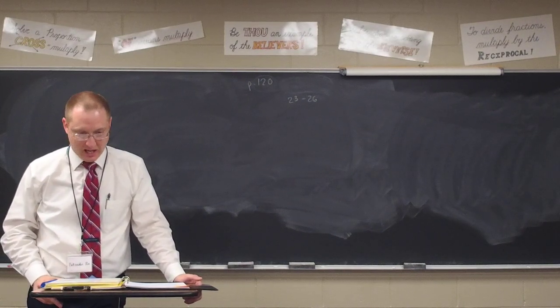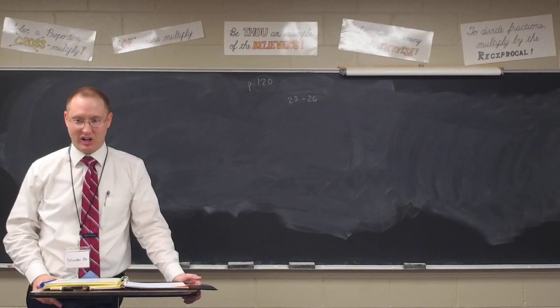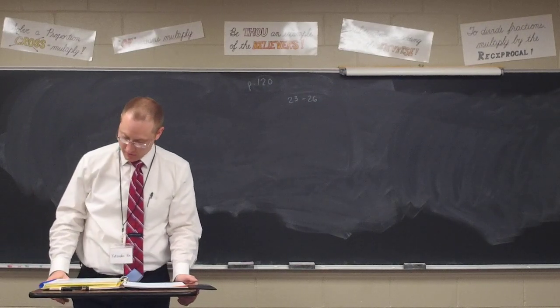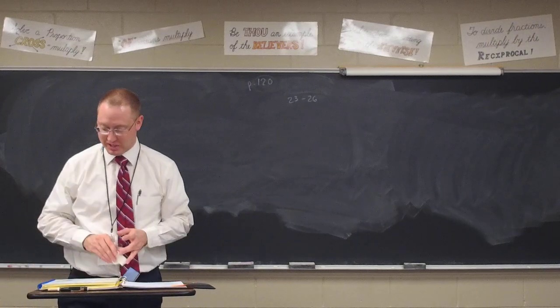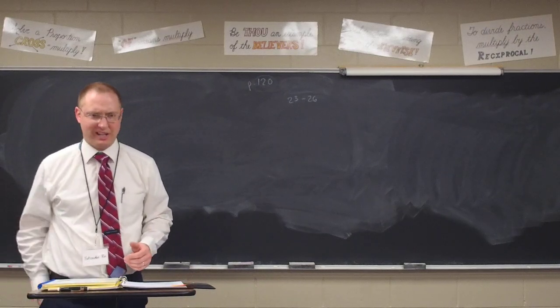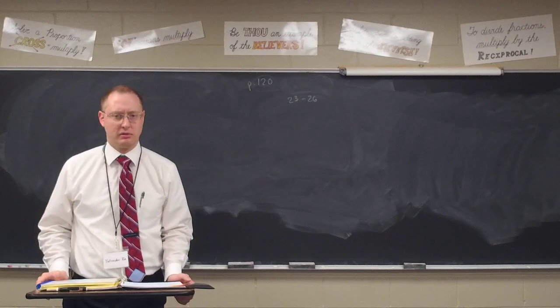Griffin, what did you get? I didn't get that far. Bryson? Positive 20, because negative times negative, positive again. Positive 20 is correct. Questions on those? Not that you're going to see those a whole lot, but practice.